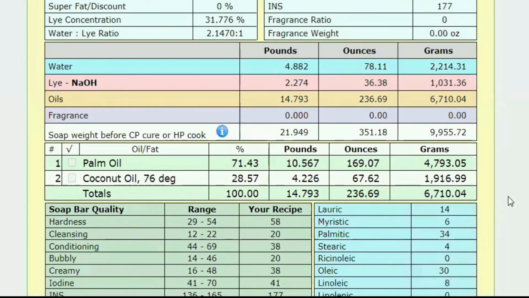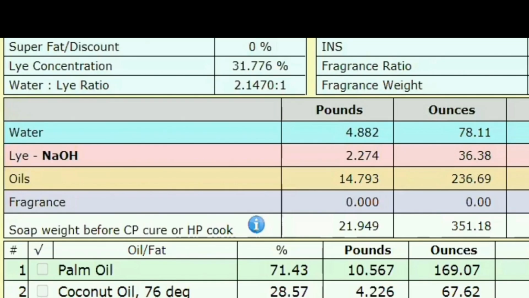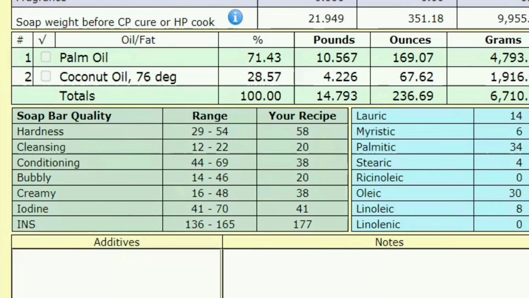As you can see, the soap has completely changed. Firstly, the amount of sodium hydroxide required has changed. That's because different oils have different SAP values, which I explain in a video that I'm linking right here in the top corner.